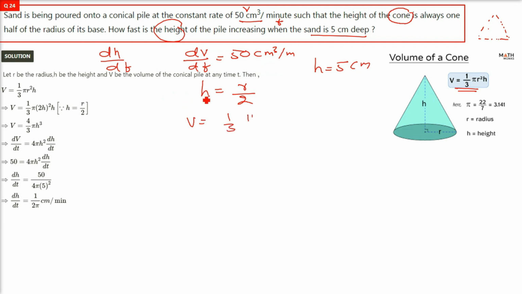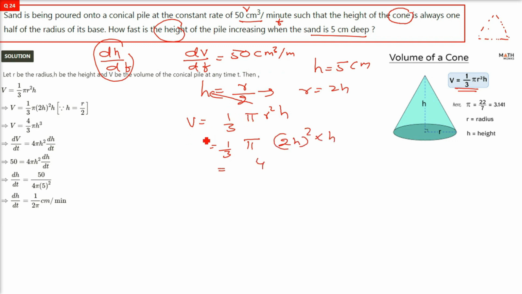Volume is 1 by 3 pi r square h, and dh by dt has to be computed like this. First r is 2h, so in place of r square just put 2h whole square, h will be already there, and this is volume. So you'll get 2h square is 4h square, so 4 by 3 pi h cube, h square into h is h cube. dv by dt we have to compute.